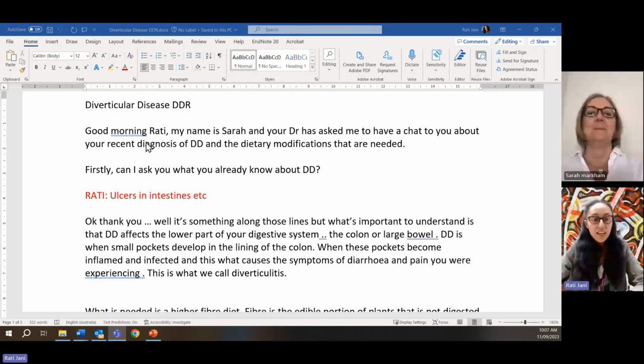Sarah and I have taken an initiative to record a DDR for you. This is on diverticular disease. And as you can see, Sarah has done a lot of work and made this document where she's written down what she's talking about, how she's explaining her DDR, so that you have a better idea as to what's going on. Sarah will be the dietitian and I'll be the patient and we will be doing this brief DDR recording for you. So over to you, Sarah.